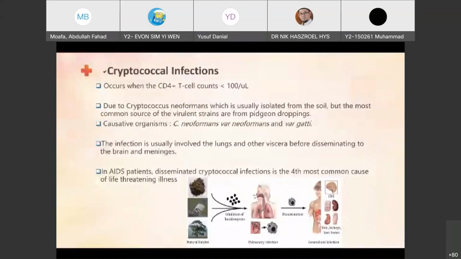The infection is probably well established in the lungs and other viscera before disseminating to the brain and meninges. And in AIDS patients, disseminated cryptococcal infection is the fourth most common cause of life-threatening illness.